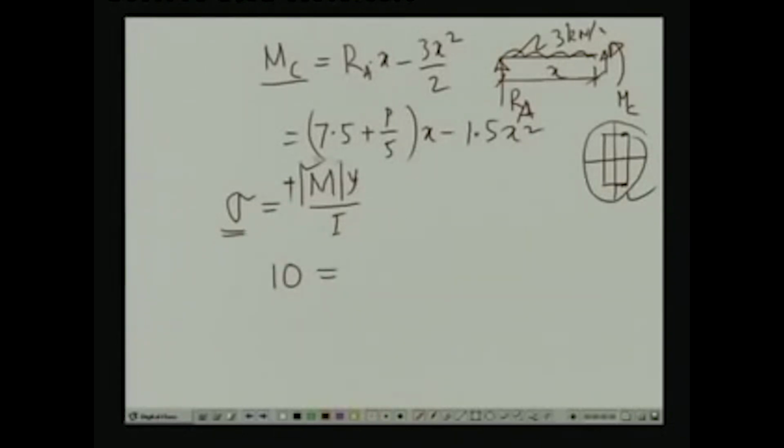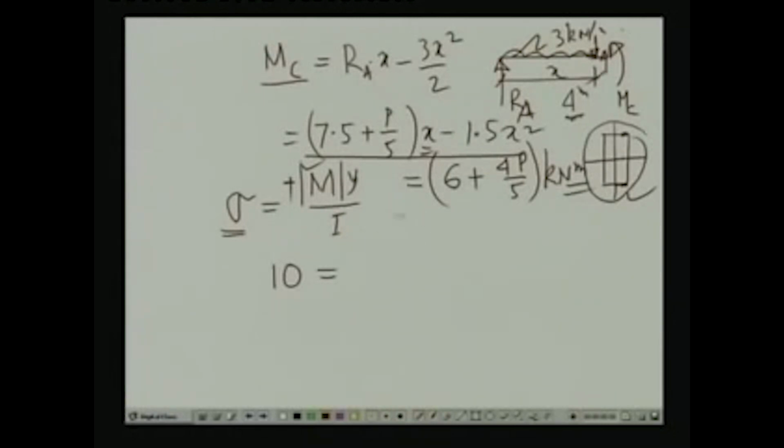This is the expression for the bending moment, which is 7.5 plus P by 5 into x minus 1.5 x square, and as we have seen, the maximum bending moment will be occurring at the point of the load, which is at a distance of 4 meter. So, if we calculate the bending moment at that particular point, substituting the value of x as equal to 4 meter, we get the bending moment as 6 plus 4P by 5 kilonewton meter, assuming that P is in kilonewton.